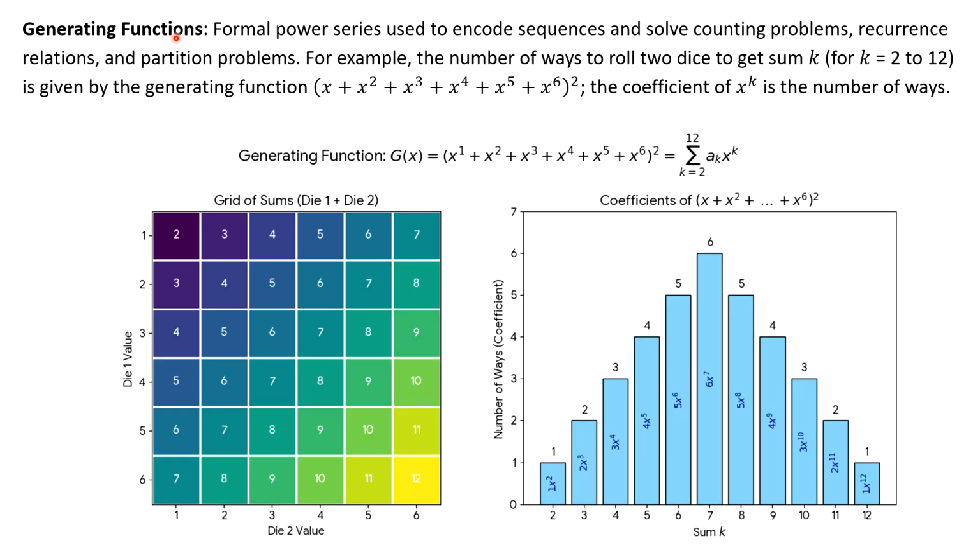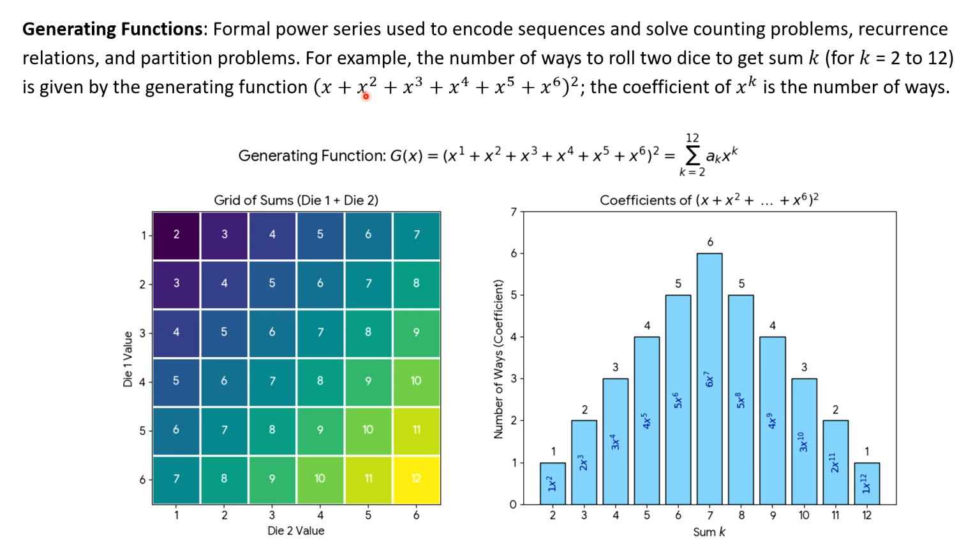We have another methodology here, generating functions: formal power series used to encode sequences and solve counting problems, recurrence relations, and partition problems. So what do I mean by this? Let's take an example. The number of ways to roll 2 dice to get sum k from 2 to 12. Each die is a standard die numbered 1 to 6. And we can get that from this generating function.